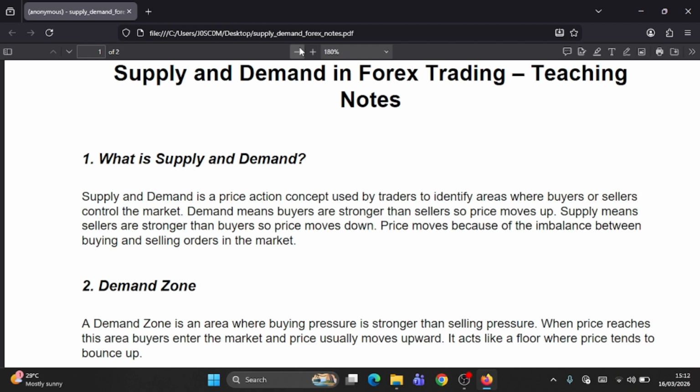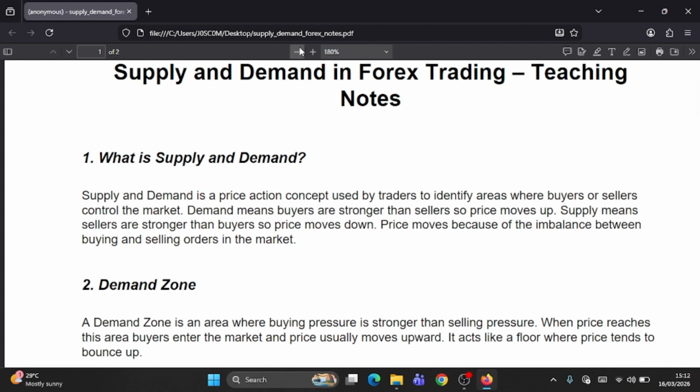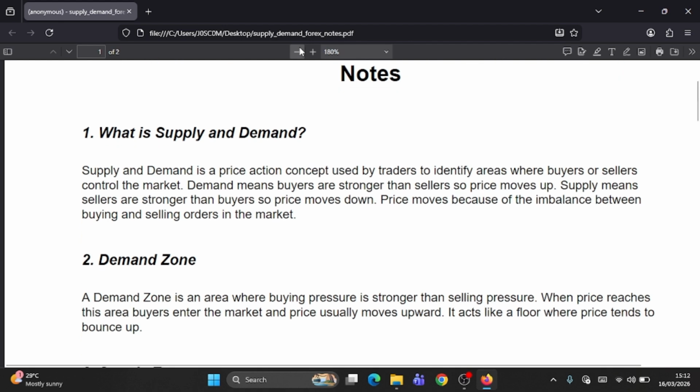In this video, I'm going to teach you one of the most powerful concepts in trading, that is supply and demand. If you understand this concept well, you can start identifying where the market is likely to reverse or continue. Today I will try to explain it in the simplest way possible, especially for beginners.